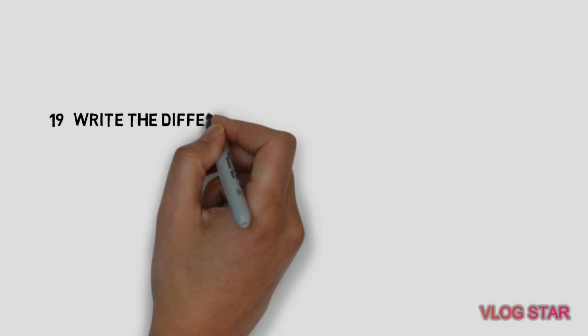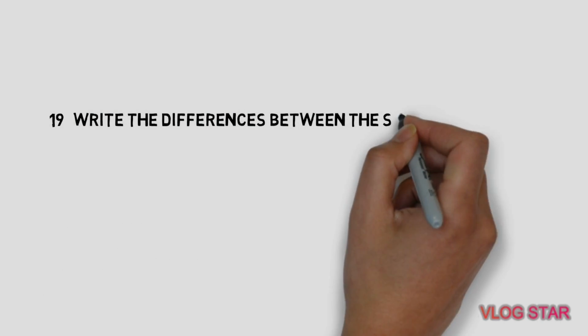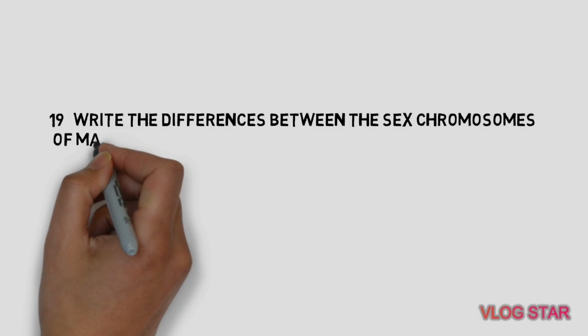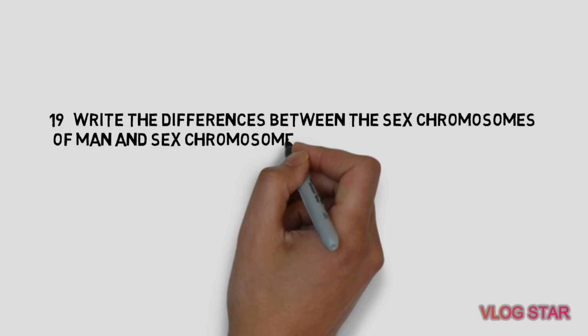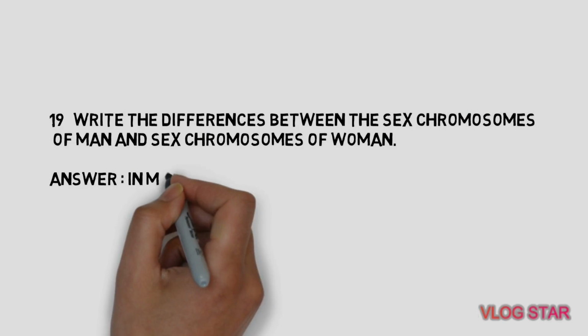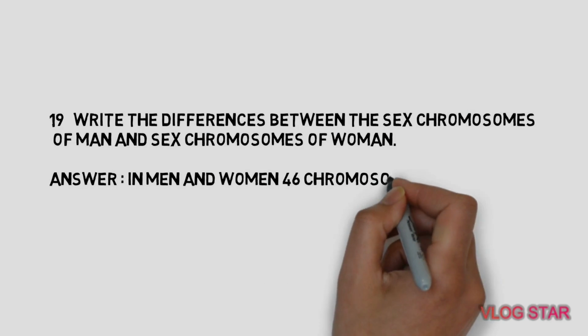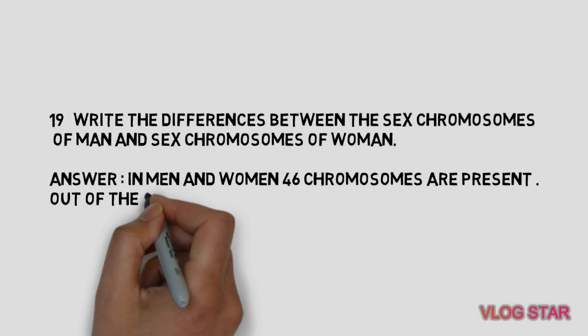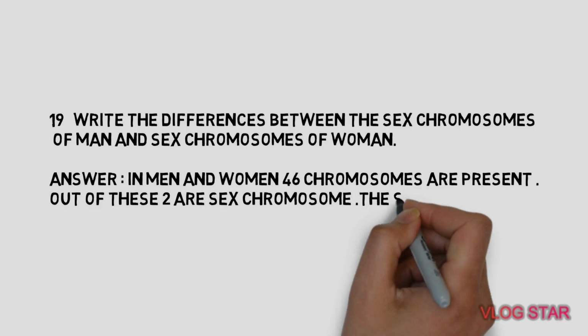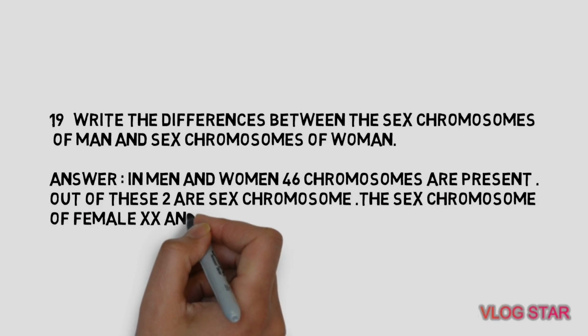19. Write the differences between the sex chromosomes of man and sex chromosomes of woman. Answer: in men and women 46 chromosomes are present. Out of those 2 are sex chromosomes. The sex chromosomes of female are XX and in males are XY.